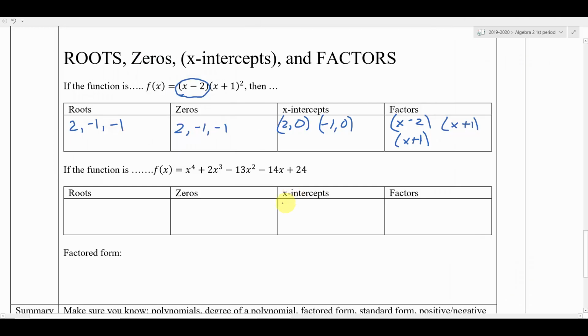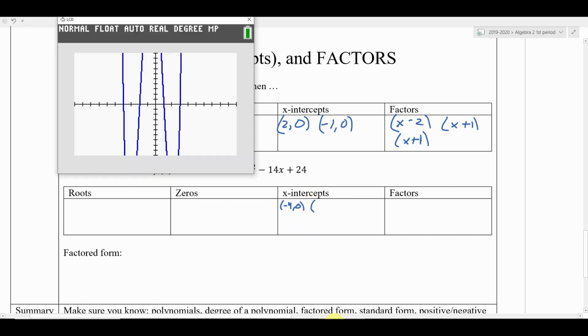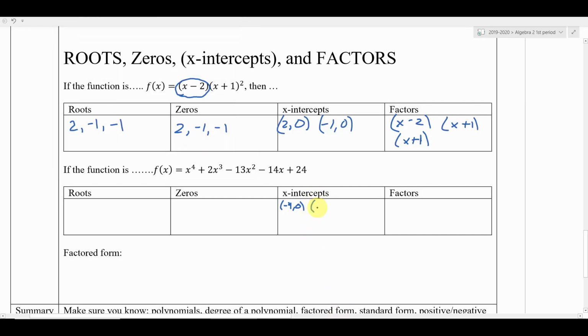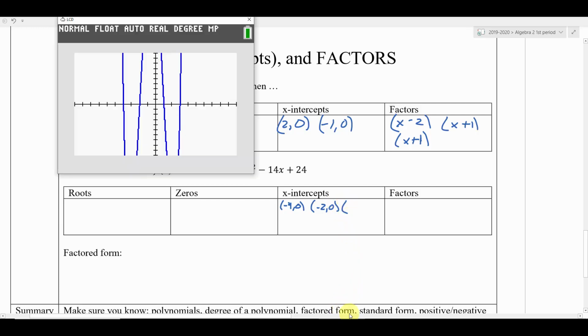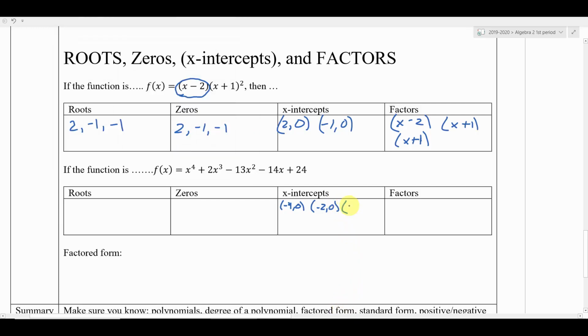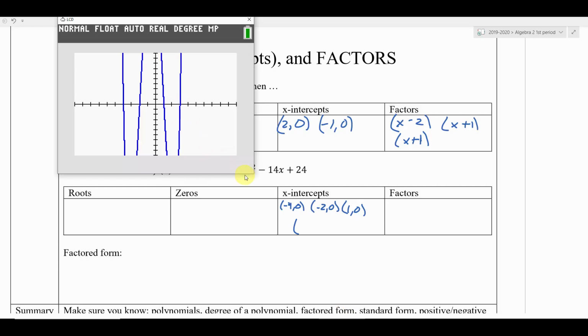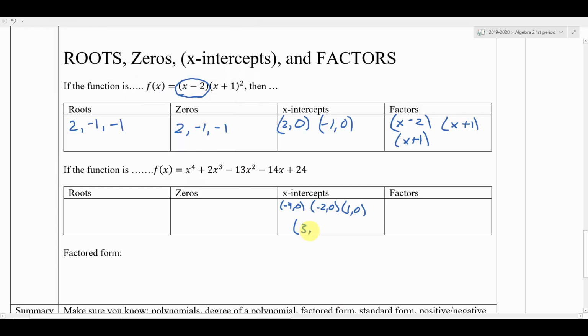So I'm going to say, okay, well, we got an x-intercept at -4, 0. We have another one at -2, 0. We had another one at 1, 0. And then we had another x-intercept at 3, 0. So now we have our x-intercepts, right? So we have this piece of the puzzle.